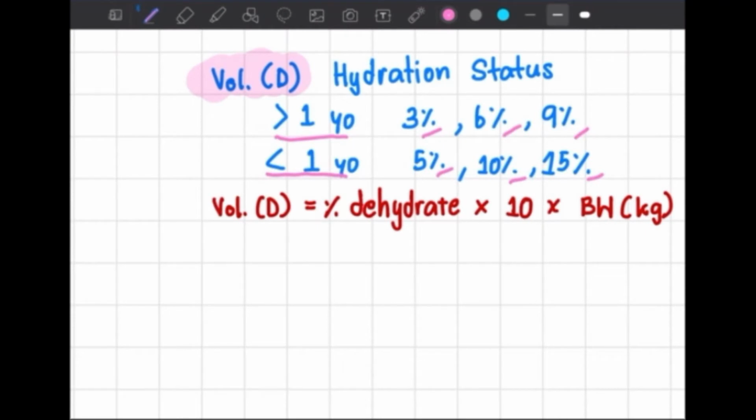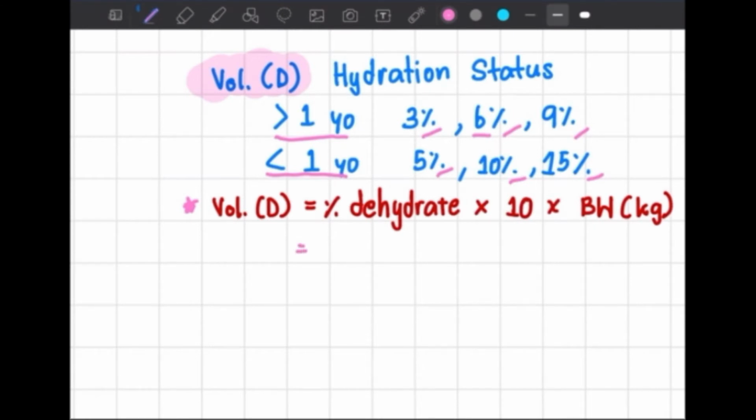In red, I have written the formula for volume deficit. Volume deficit would be percent dehydrated multiplied by 10 and multiplied by the body weight in kilograms. Okay, so let's do an example, using the previous example. That kid was 22 kilograms, and let's say he was around 3 years old, okay? I have assessed him, and his dehydration status is moderate. So moderate would fall at 6%, right?